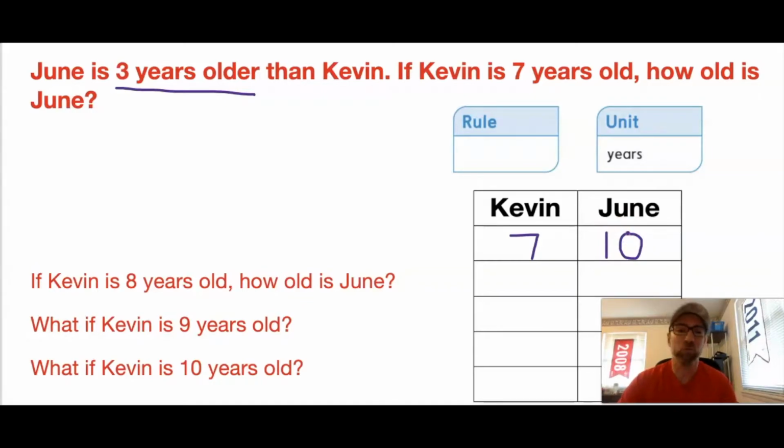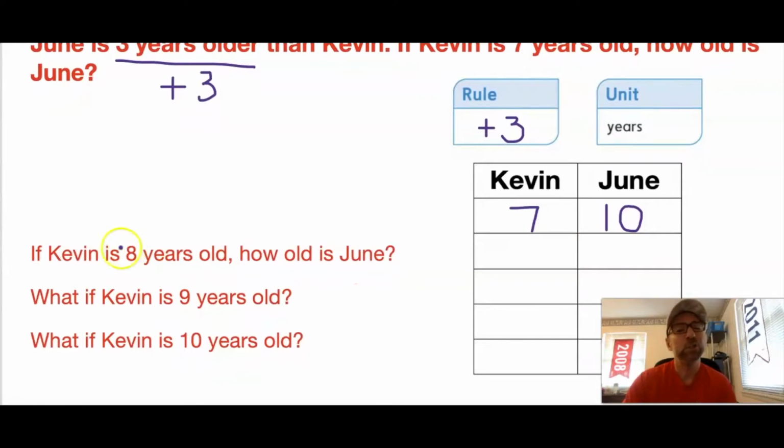Now I have a rule here. When somebody is 3 years older, we add 3 to their age. So our rule to find June's age is to add 3 to Kevin's age. And we are looking at a unit that is in years. 7 years for Kevin. June is 10 years old.